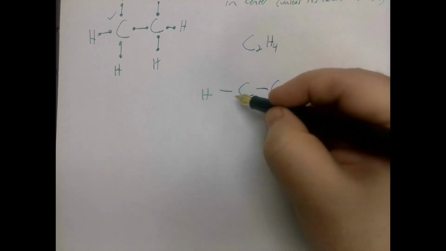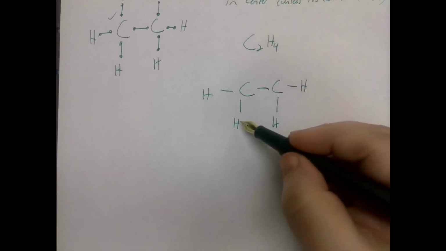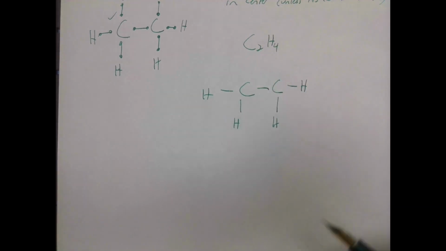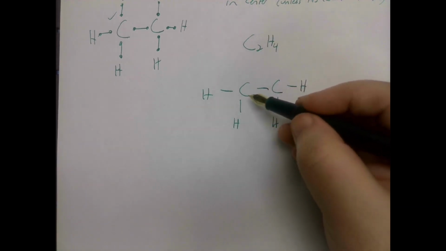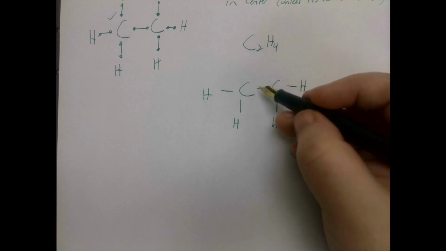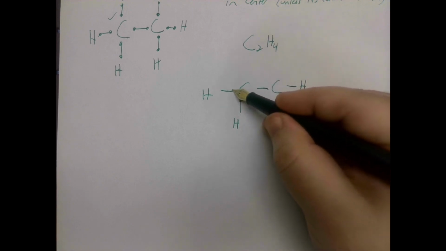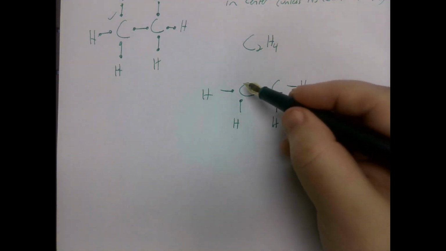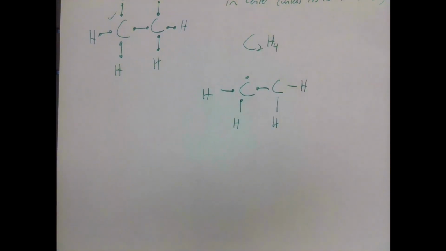Due to the symmetry, you always want to be symmetric. I'm going to put a hydrogen here, a hydrogen here, a hydrogen here, and a hydrogen here. So that's 2 hydrogens per carbon. So where are the original dots for carbon? One's there, one's there, one's there, but we're missing one. So we need to add it back in.